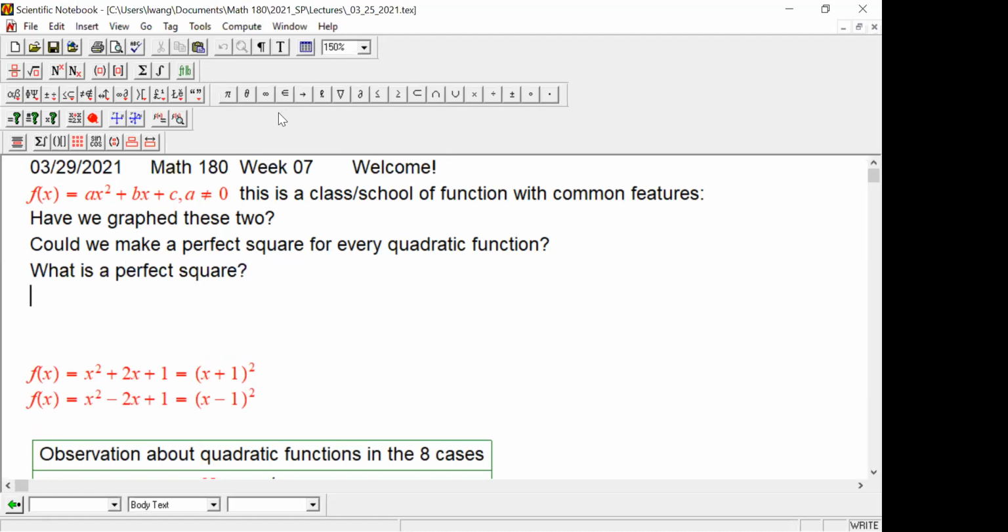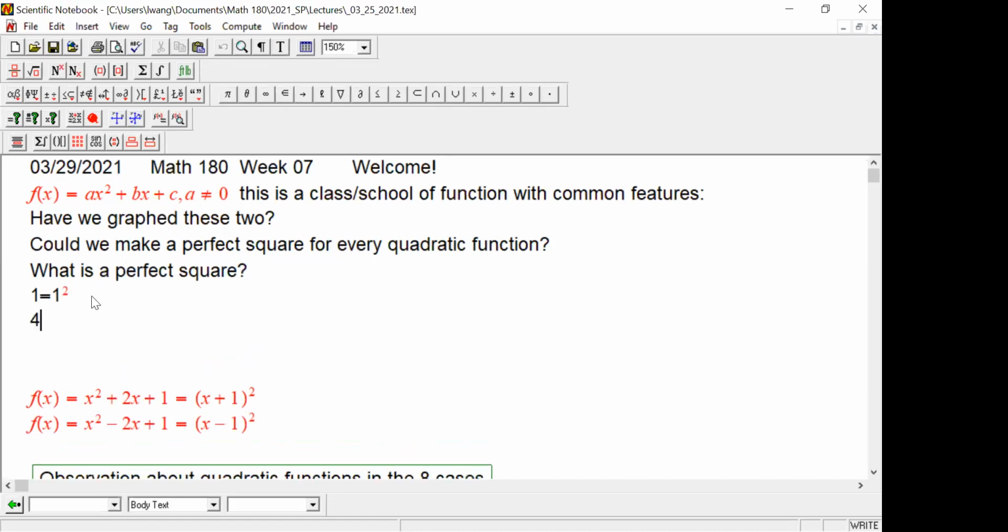For example, 1 is a perfect square because 1 equals 1 squared. 4 is a perfect square because 4 can be written as 2 squared. Do you understand what a perfect square is now? 9 is a perfect square because 9 is 3 squared. Anything that can be written as an integer squared is called a perfect square.